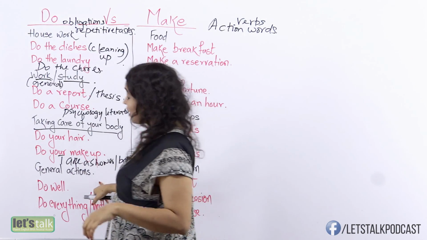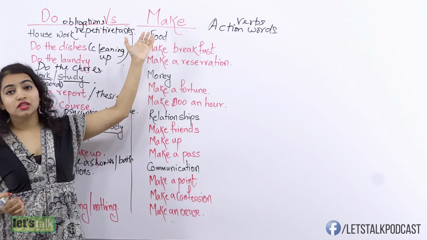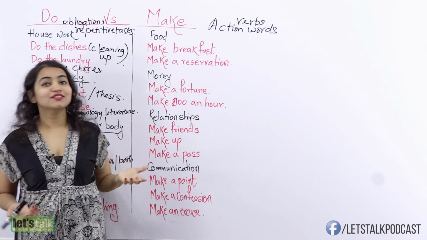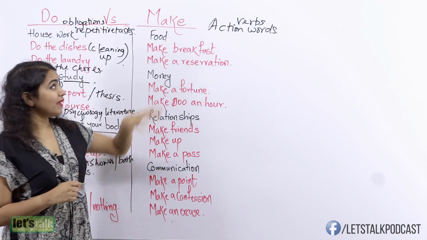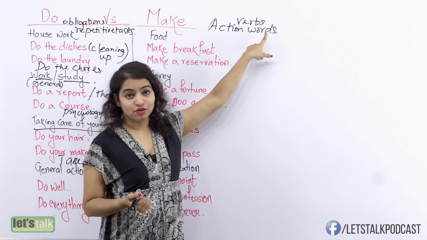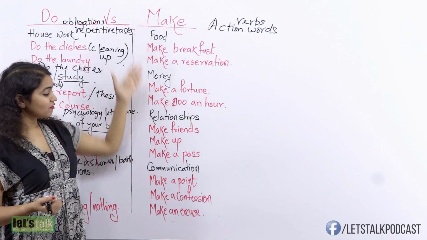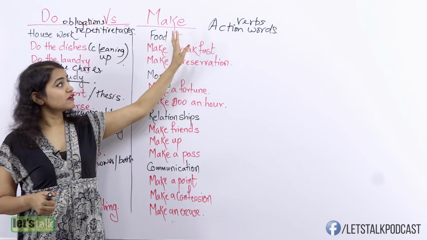Okay, so now we're going to learn the difference, because now we're going to talk about the word make and see how that's going to turn out to be and when we are going to use it, right? So make, again, as we've learned, is an action word, and therefore it is a verb. Okay, but now we've got 5 categories for the word make as well. The first one is food.